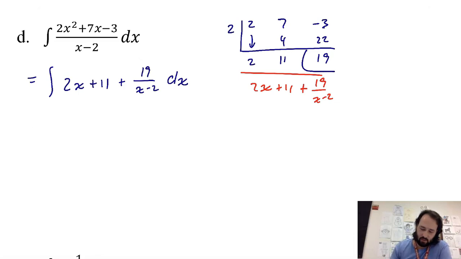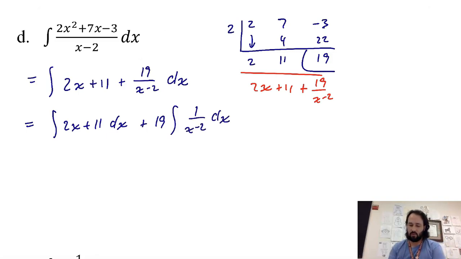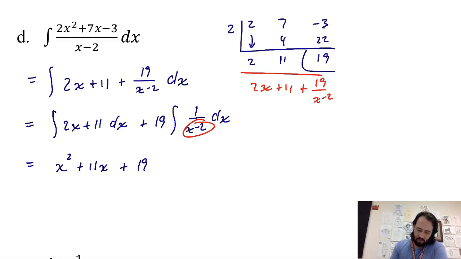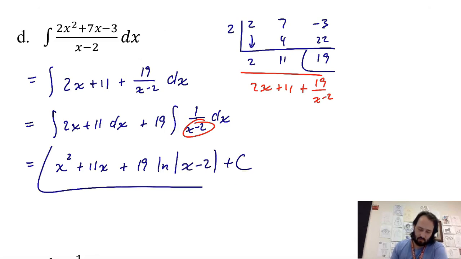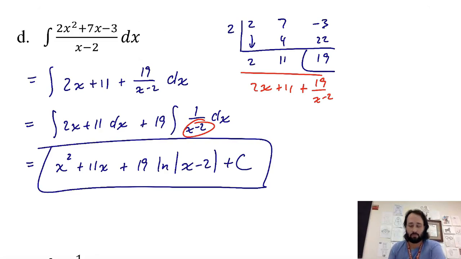So now this becomes a lot easier because really this is, if I split this up, the integral of 2x plus 11 dx plus 19 times the integral of 1 over x minus 2 dx. And if I use substitution, like if I let u be this, then du would just be 1 dx. So in my head I'm thinking, well, u is x minus 2. So if I do the antiderivative here, this is x squared plus 11x plus 19 ln absolute value of x minus 2 plus c. That would be my answer for this one.